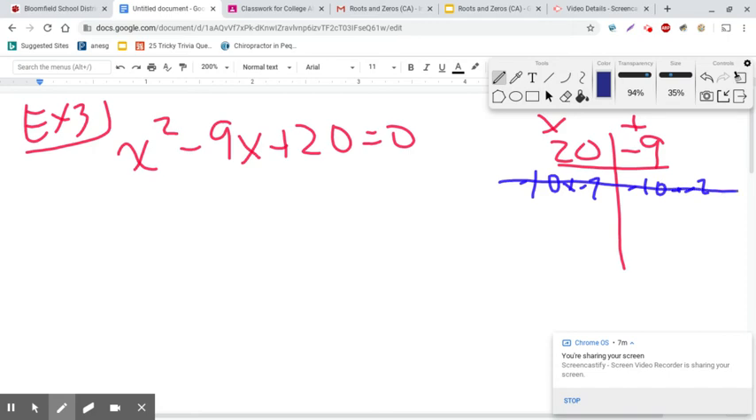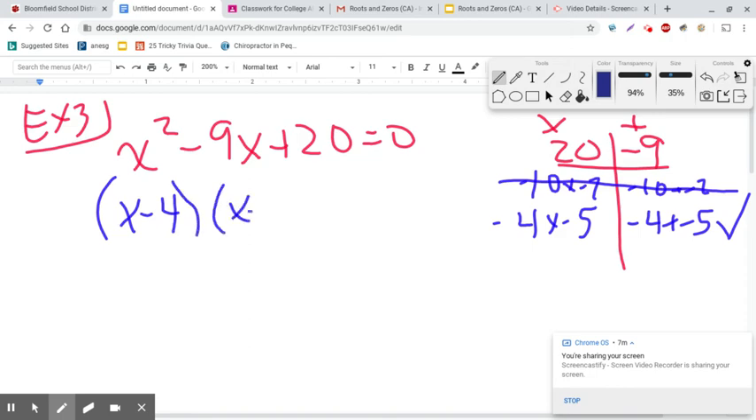3 does not go into 20, but 4 does. So negative 4 times negative 5, that's positive 20. And then negative 4 plus negative 5, yay, we actually found our match. So this is going to become x minus 4 and x minus 5, and that's going to equal 0.